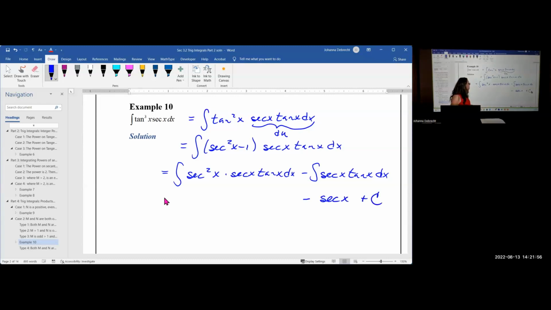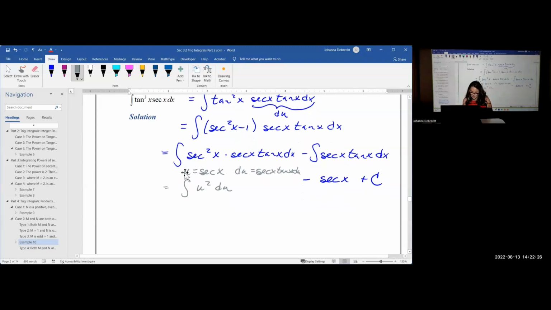Now what about the first one? On the first one, I want to do a u substitution. So I'll go ahead and write out what my u would be, which is secant of x. And my du is this secant of x tangent of x dx. So this basically turns into the integral of u squared du. Well, that's just power rule for integration, which becomes 1/3 u cubed plus the constant of integration. So when I work this one out, I get 1/3 u to the 3rd plus its constant.